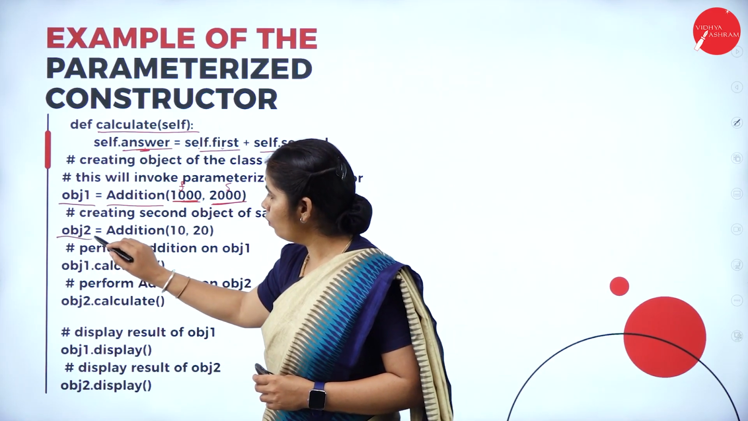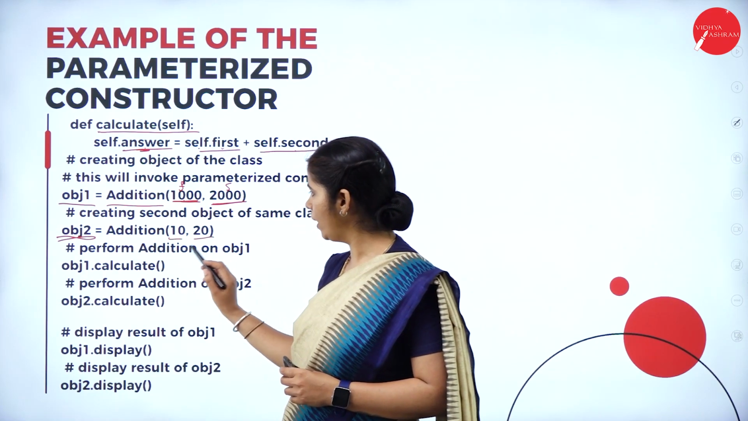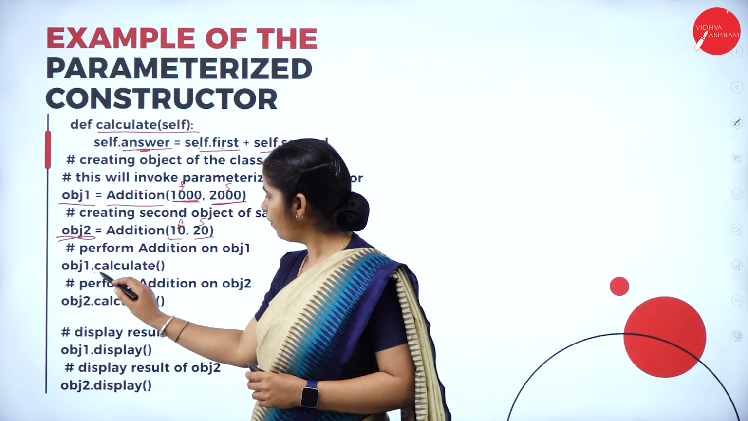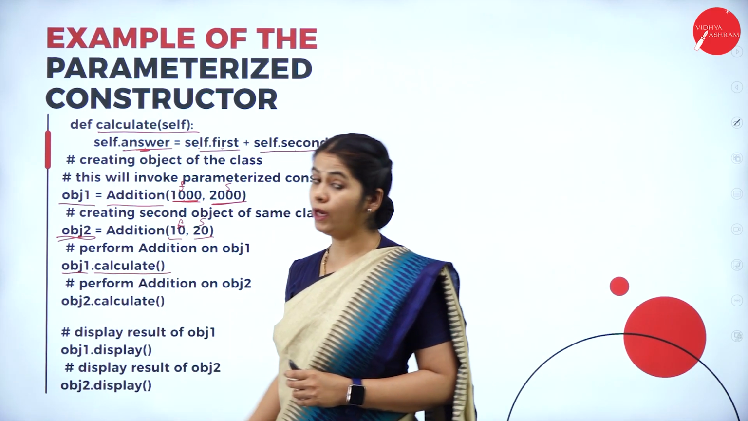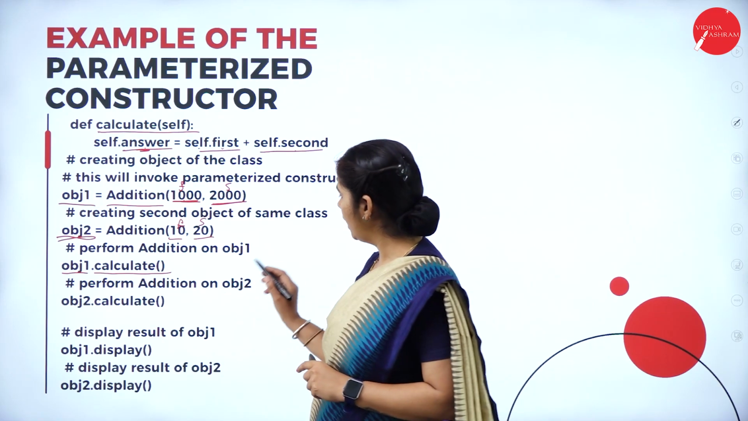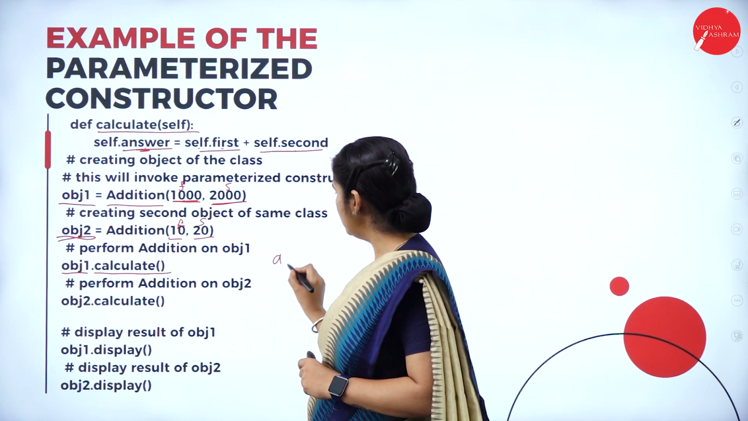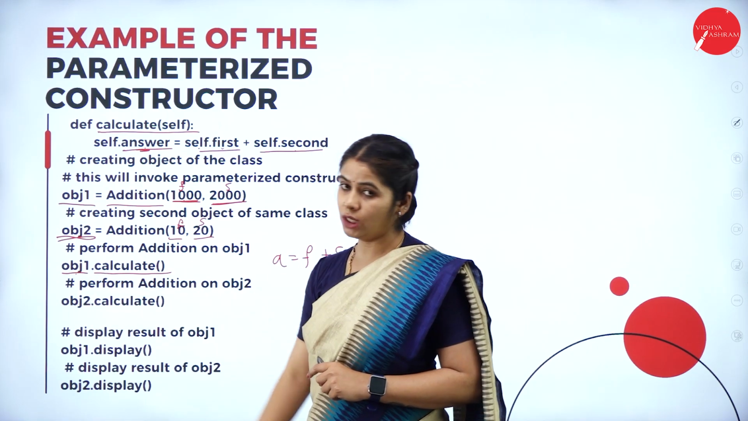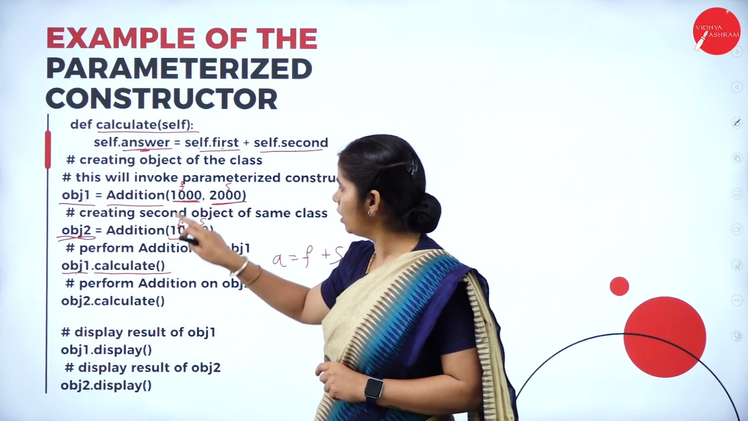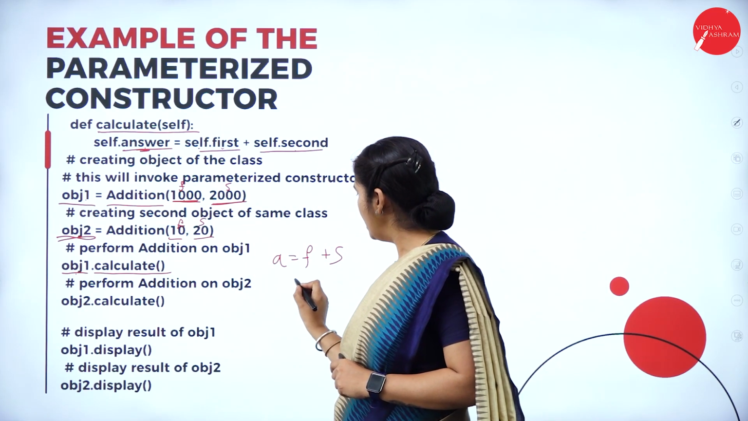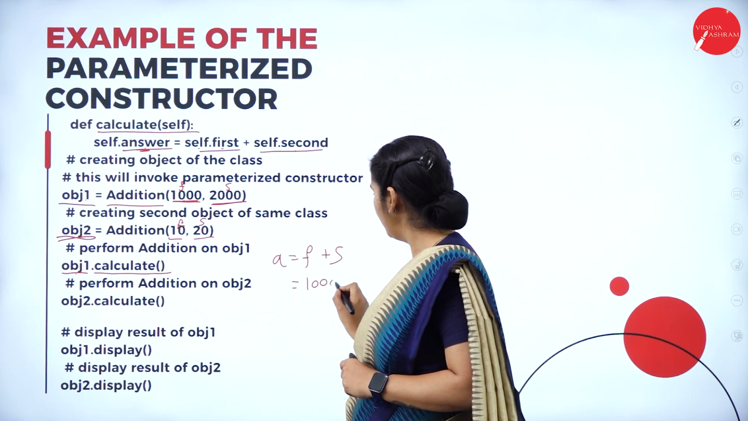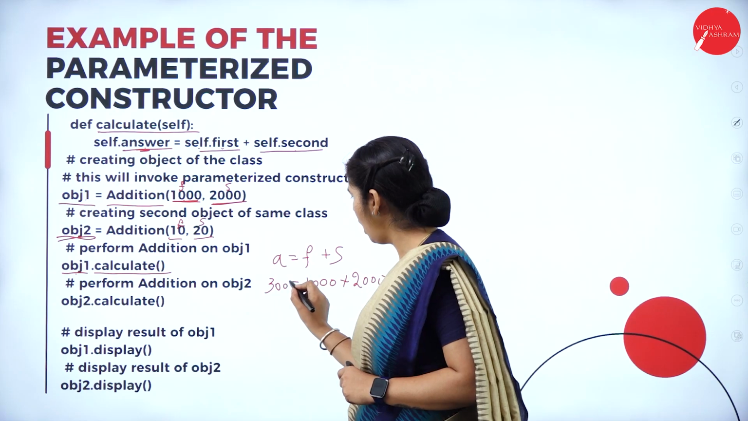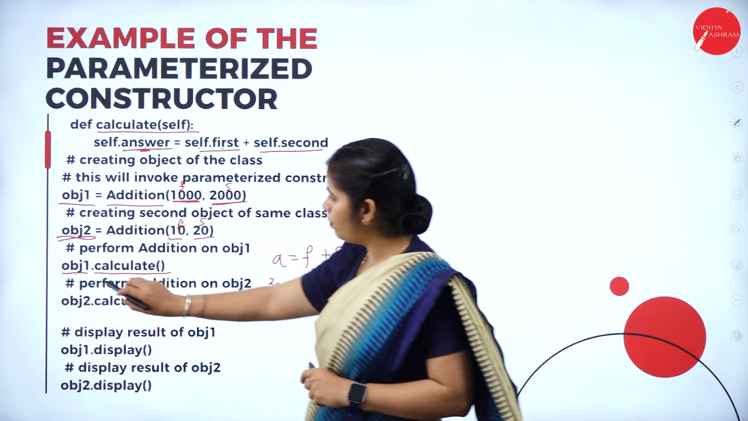Now we are creating one more object, addition 10 and 20. This is F and this is S. When we call the function calculate with respect to object 1, what should it take? It should calculate answer is equal to first plus second. With respect to which object are we calculating? The first object. What are the F and S values? Answer is equal to 1000 plus 2000. What is the answer? That is 3000, with respect to the first object.